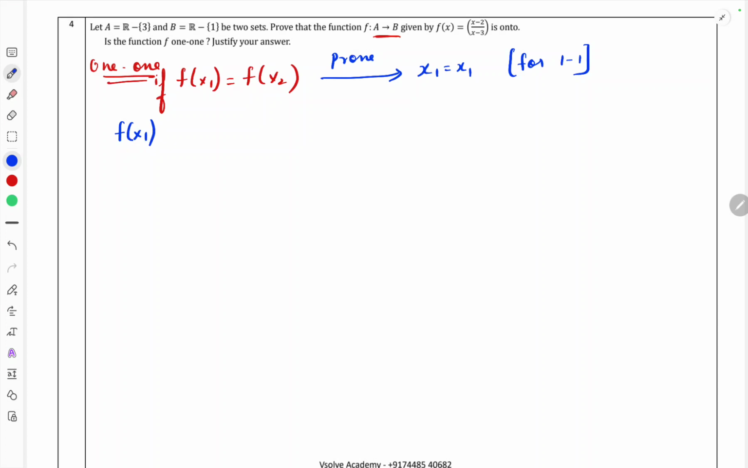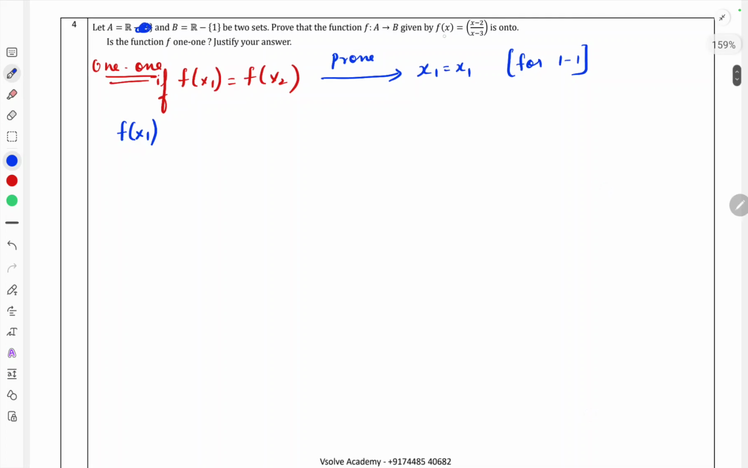Now before starting, if it is given all real numbers, then it is not a function. Here they have given all real numbers except 3. So why am I saying if it is all real numbers, it is not a function? Because if I put 3 here, if 3 is my input, 3 minus 2 is 1, so 1 by 0, which is not defined. So for input 3 we do not have an output, which means it is not a function. So here all real numbers except 3 we have, which means it is a function.